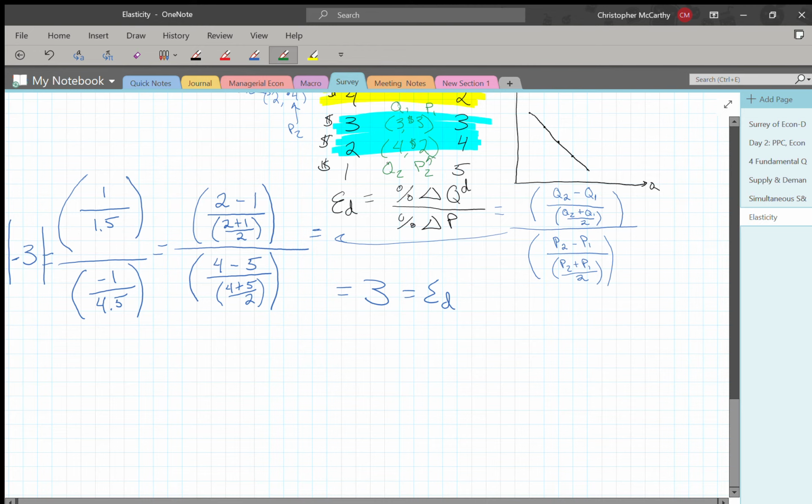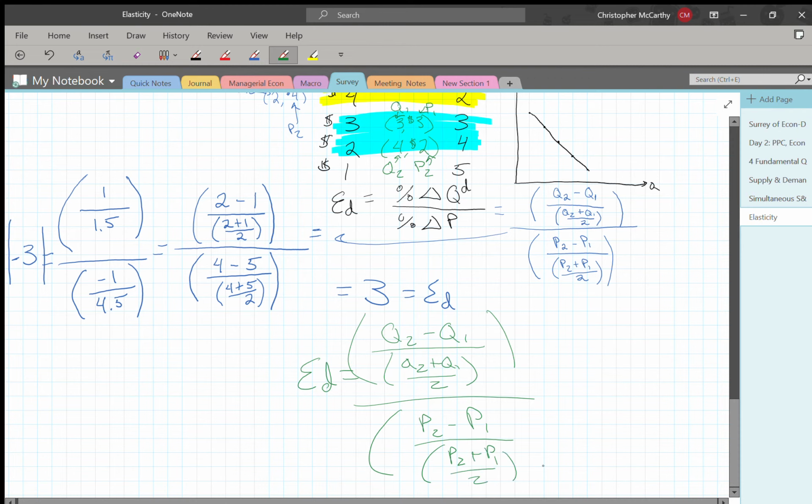So then we just plug and chug. Elasticity of demand is equal to quantity 2 minus quantity 1 over quantity 2 plus quantity 1 over 2, divided by P2 minus P1 over P2 plus P1 over 2. So what's my second quantity? 4. My first quantity, 3. 4 plus 3 is 7. 7 divided by 2 is 3.5.